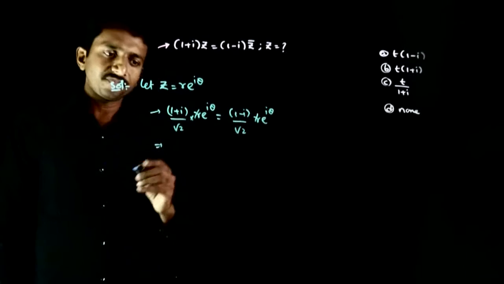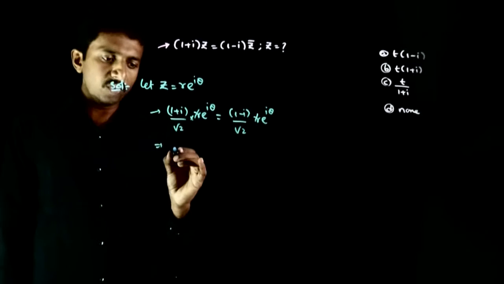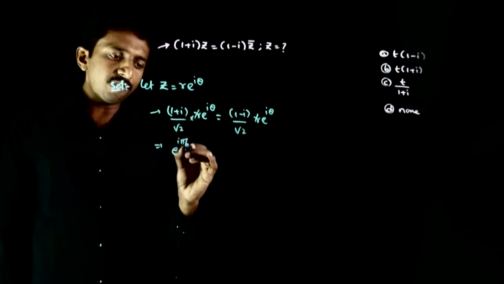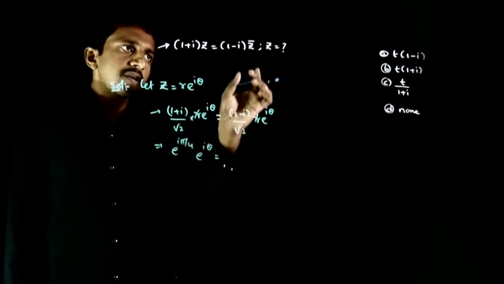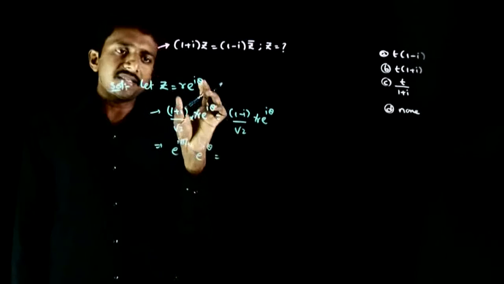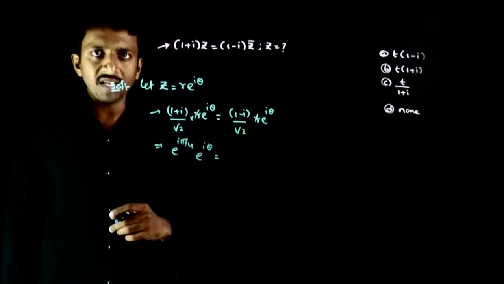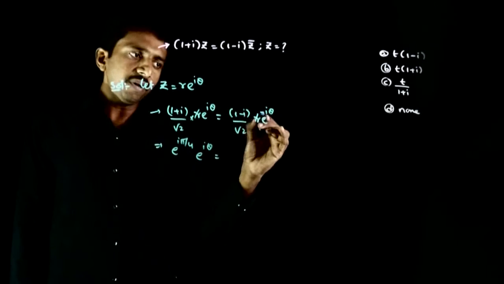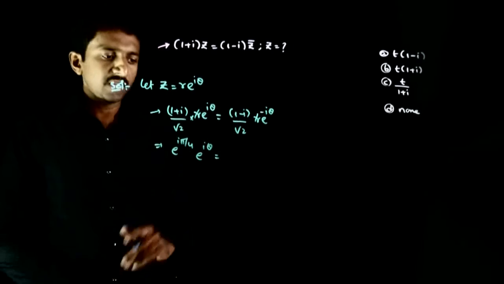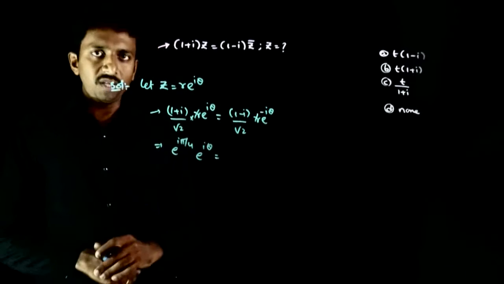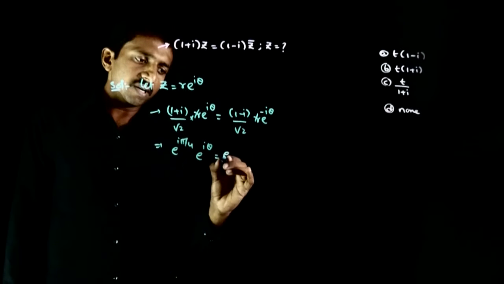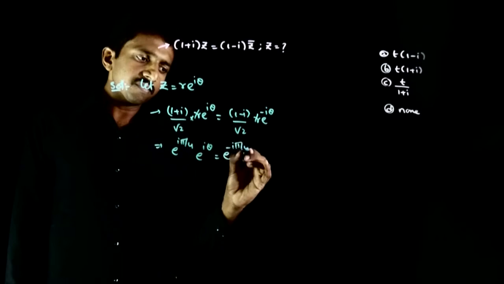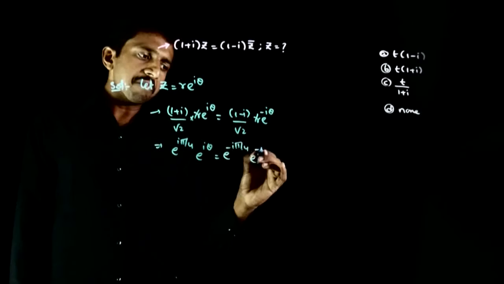This implies (1 plus i) by root 2 is nothing but e power i pi by 4 into e power i theta is equal to, sorry, यहाँ z bar अगर z is equal to r into e power i theta है तो z bar is r into e power minus i theta. So e power i pi by 4 into e power i theta is equal to (1 minus i) by root 2 is nothing but e power minus i pi by 4 into e power minus i theta.